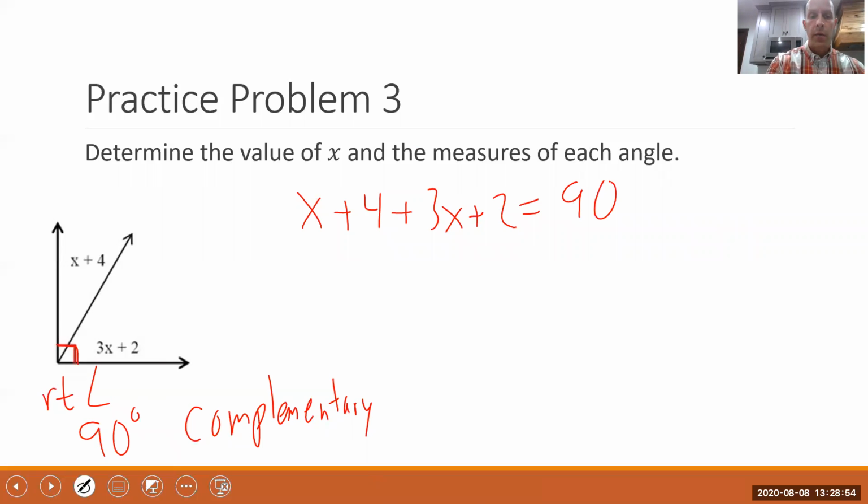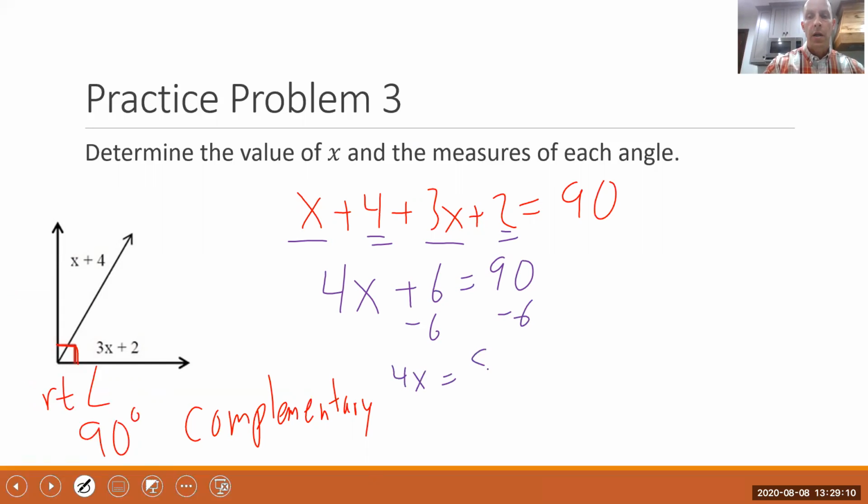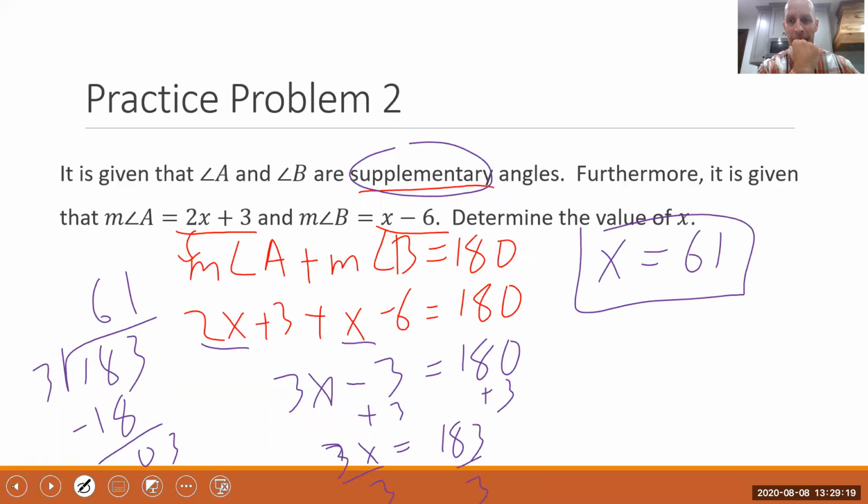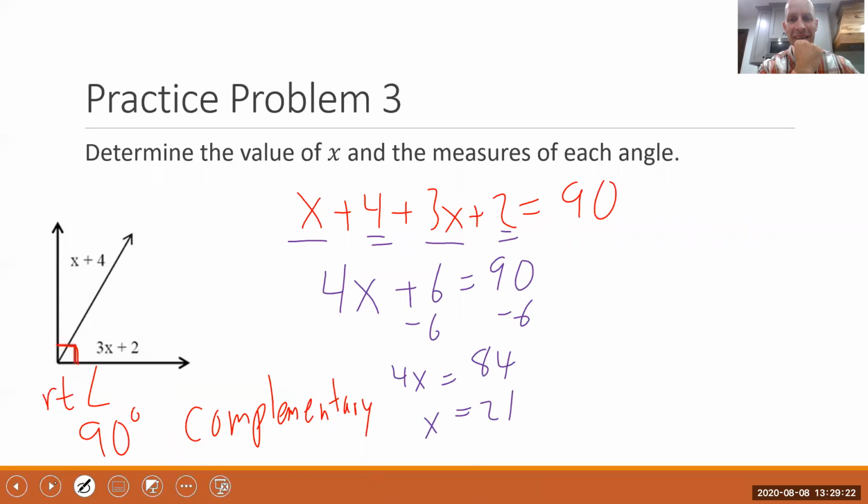All right, so we're going to solve this equation, very similar to what we did on the last one. x plus 3x is 4x. 4 plus 2 is 6. Now we're going to subtract 6 on both sides. It's 84. Now we're going to divide by 4, and x is 21. That's what we got in the last one too, wasn't it? Oh no, we got 61. Okay, that would have been interesting.